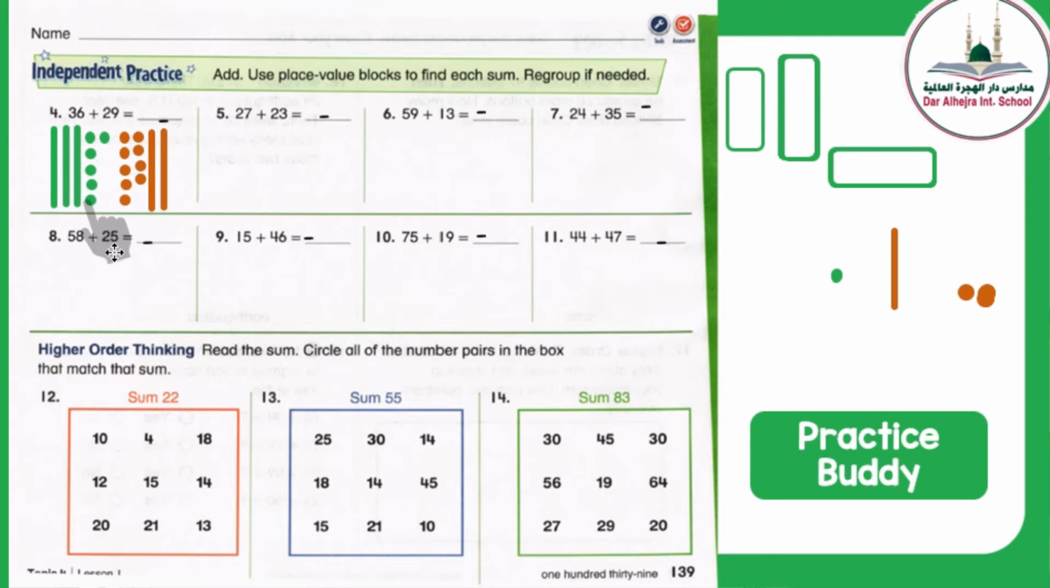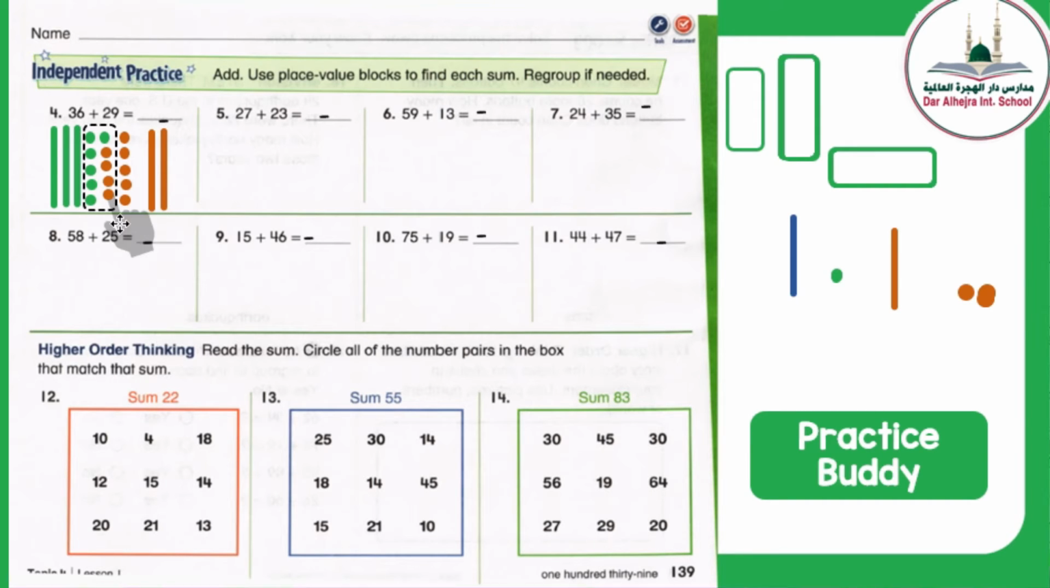Now when I count them together, the ones end up more than 10. See, 9, then 10, 11, 12, 13, 14, 15. I have 15 ones. That means we need to regroup them. I'm going to rearrange them into a 10, and then replace it with a 10 bar. Let's see how we can do that.